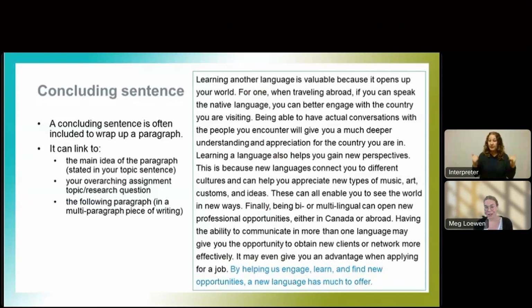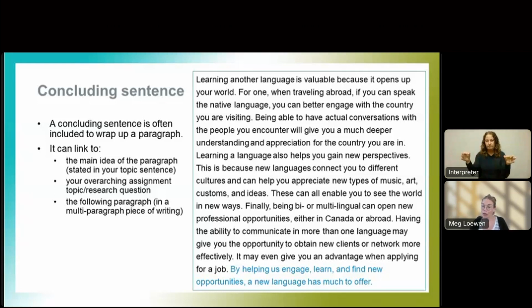Okay, the last part in a paragraph is your concluding sentence. A concluding sentence is often included to wrap up the paragraph so that the reader has a sense of finality with this particular topic. In this paragraph, you can see the last sentence in blue. "By helping us engage, learn, and find new opportunities, a new language has much to offer."